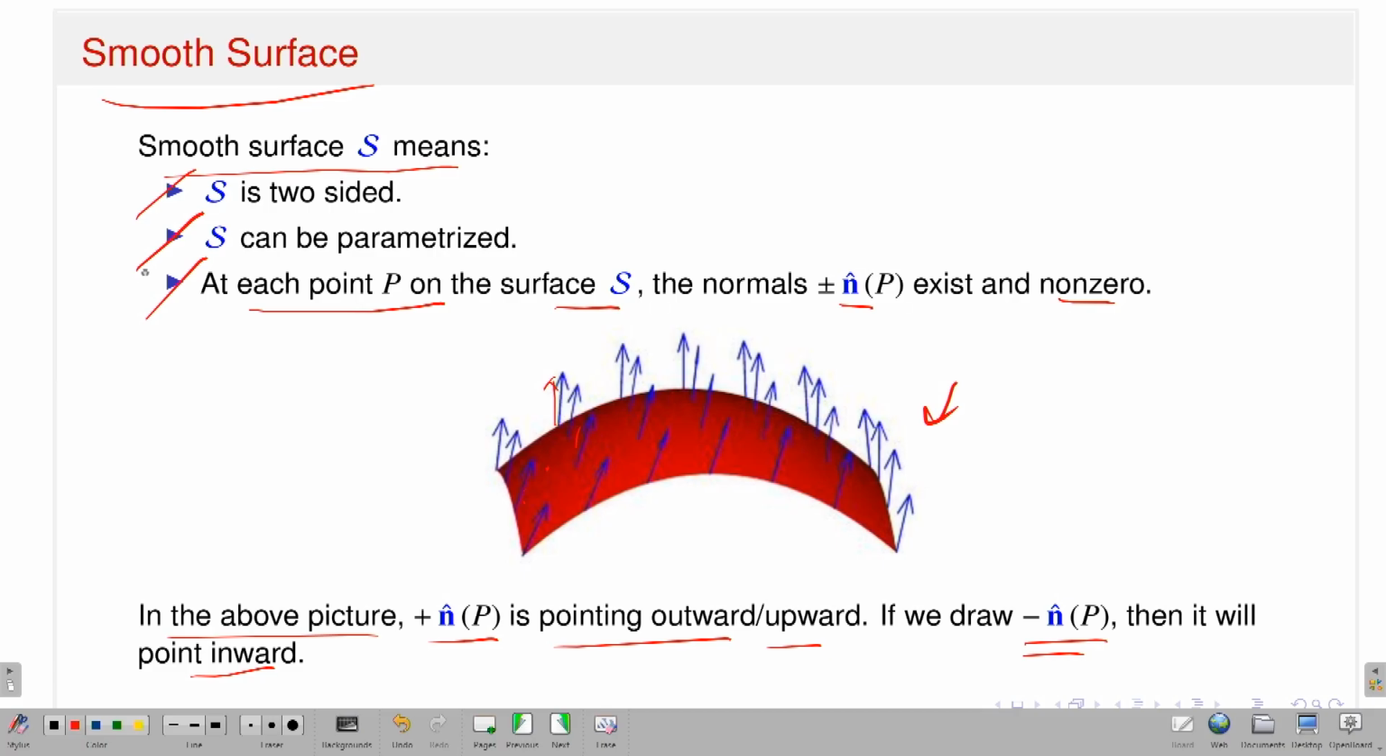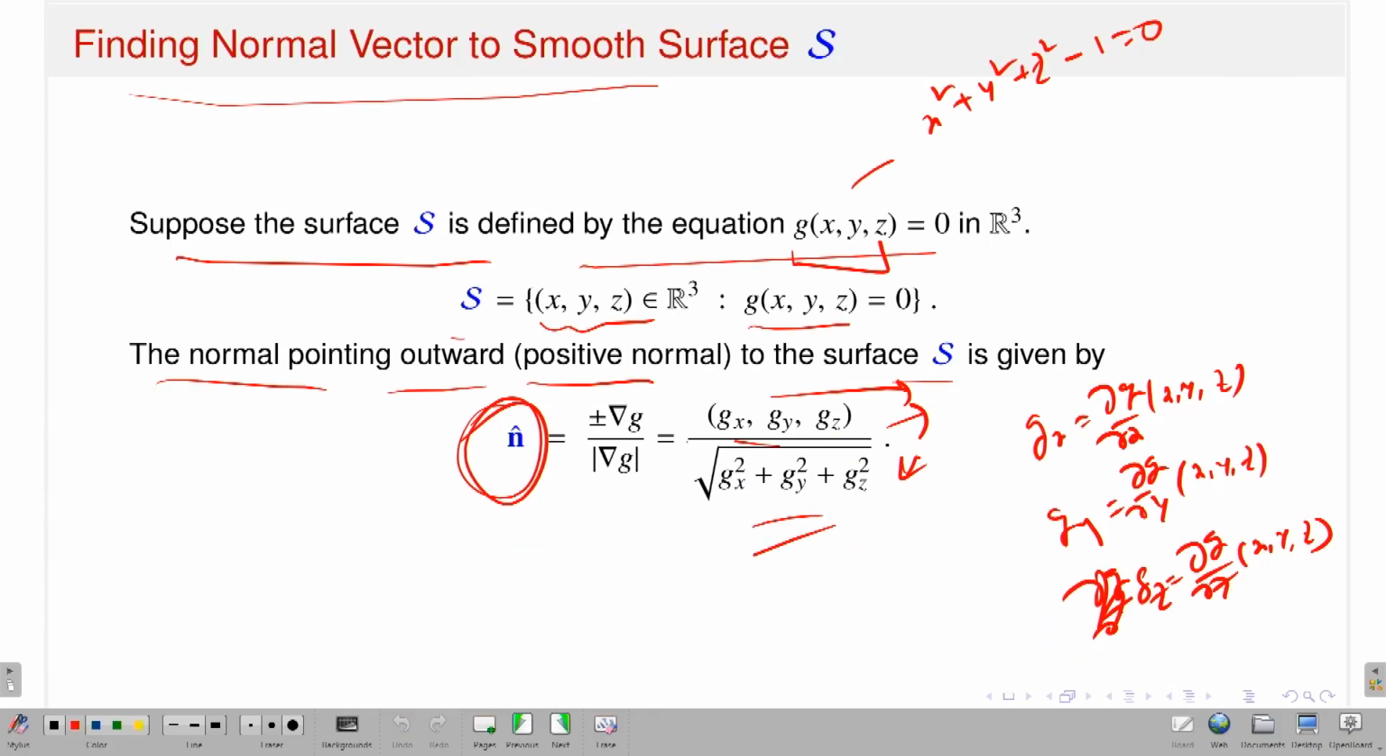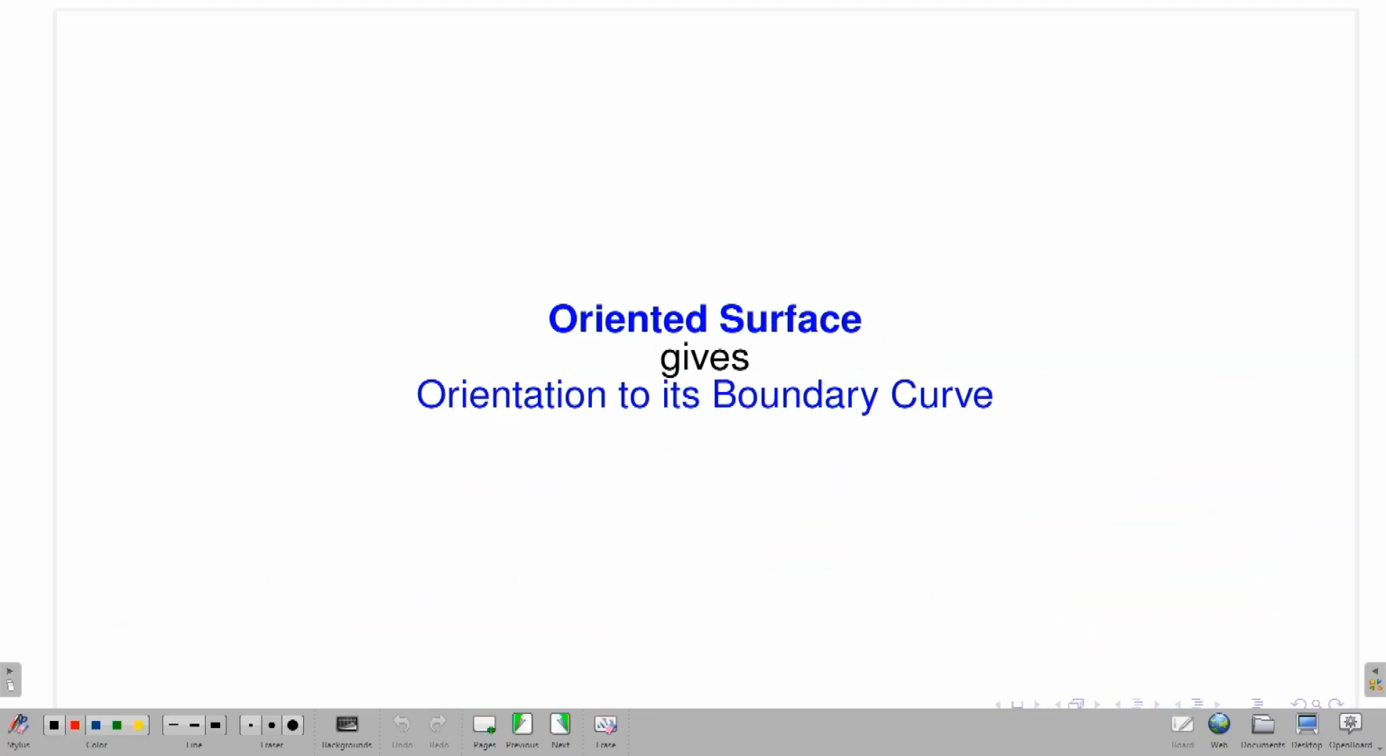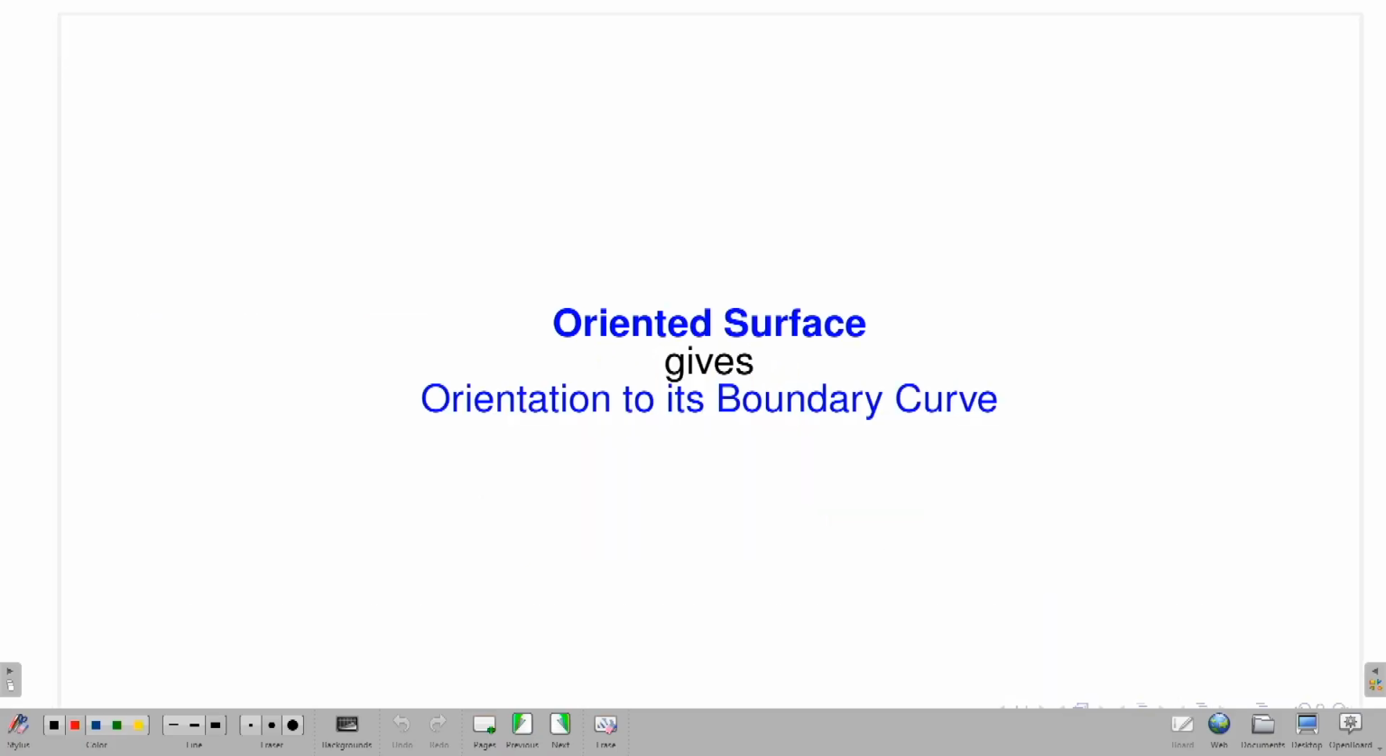That is one. The second one is that it should be parameterized. You know how to get the parameterizations. And the third one, at each point P on my surface, the normal n hat of P should exist and it should be non-zero. That is exactly what is given in the definition of smooth surfaces. This is the corresponding parameterization, right? I want it to be continuously differentiable, injective in the interior region of R, and at each point the normal vector should be non-zero. It is the same definition. So I think that is the notion of smooth surfaces.